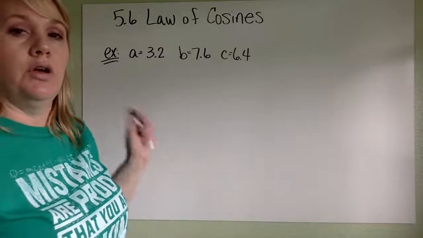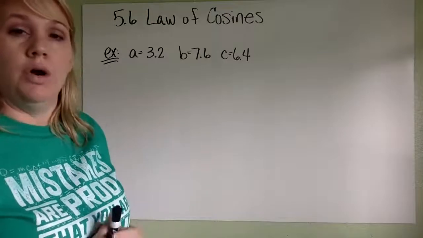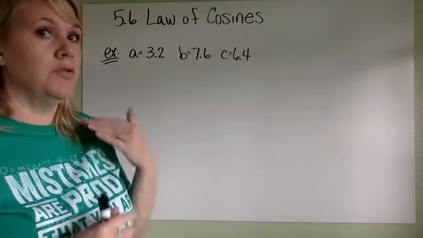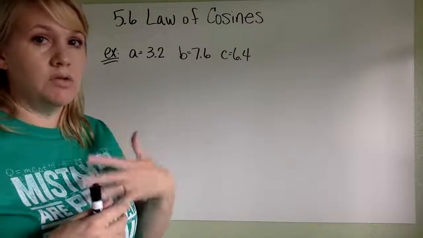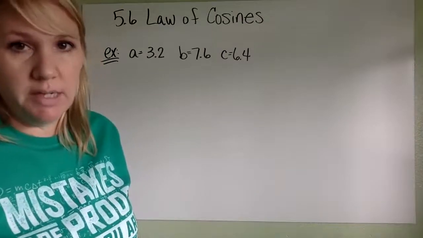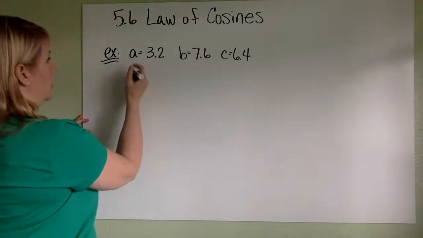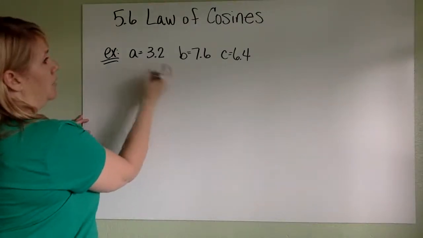If you're using the law of cosines, you can solve for whichever one you prefer, or you can just always solve for the smallest and then go smallest to biggest. And then you'll never have to worry about which one works and which one doesn't work. So that's completely up to you. So I'll go ahead and solve for angle A.